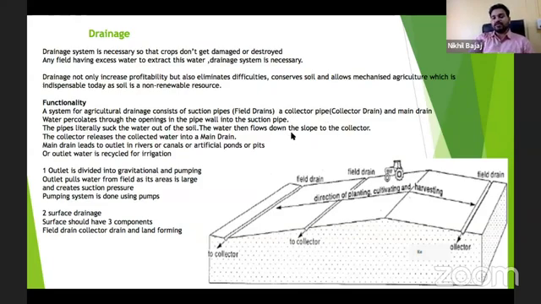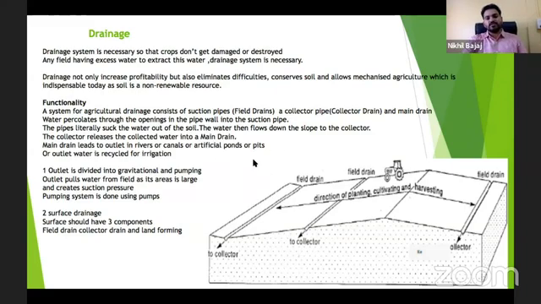The collector then releases the water into the main drain. So this main drain takes the water to the outlet, like rivers, like other outsources or the artificial ponds which the farmers have created so that they can reuse the water for irrigation.